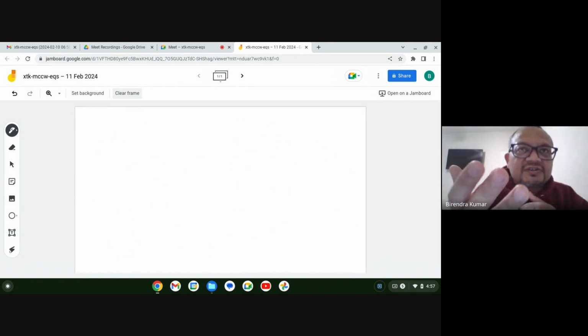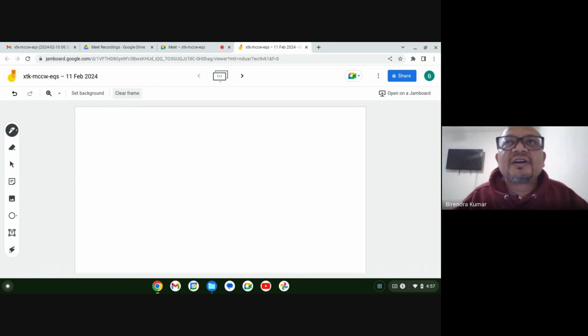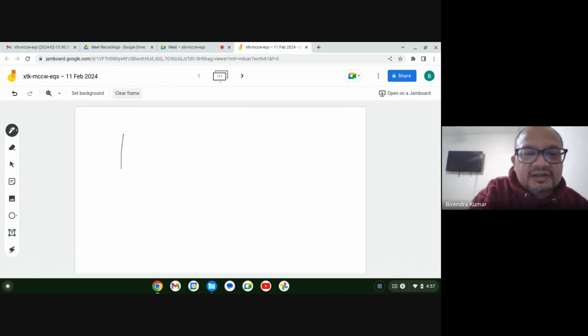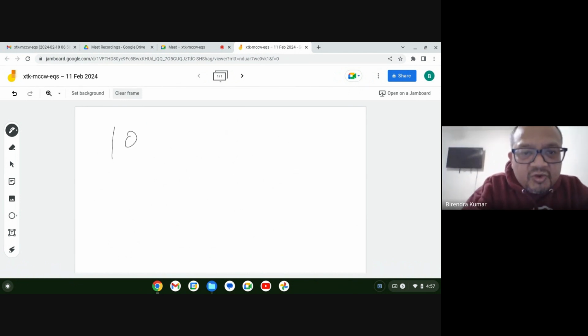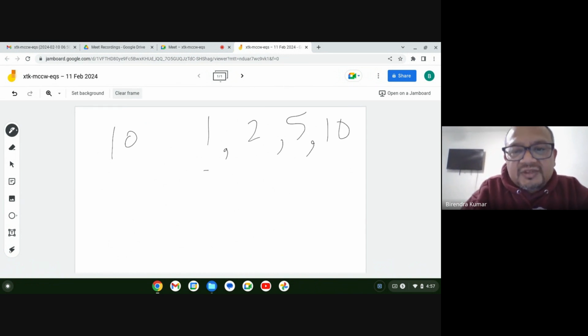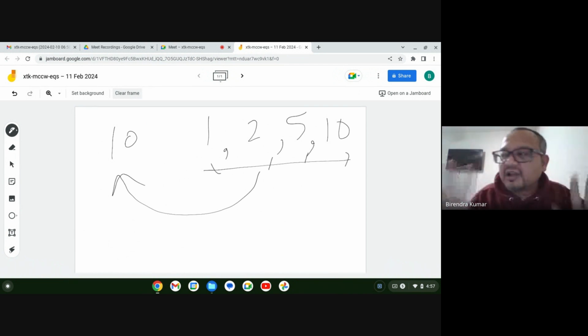It's just the reverse. Let's say I'm talking about 10. 1, 2, 5, and 10 are factors of this. Or the reverse is, 10 is a multiple of these numbers. That's the one-line explanation I can give you guys in simple terms. So we just did a revision of what a factor is and what a multiple is.